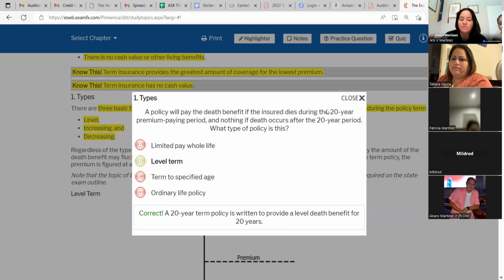So again, it's level. So what gave it up is that it's temporary, it says period. For me, this one got confusing with the limited pay whole life because it said 20 pay or 20-year premium paying period. You know, the 20 pay that we saw a little while ago. But with the 20 pay in whole life, you'll be covered until your age 100, even if you paid into it for 20 years. So this one, what gave it up is that if you died after the 20, you don't get anything after you finish paying. That means it's a type of term policy, okay?